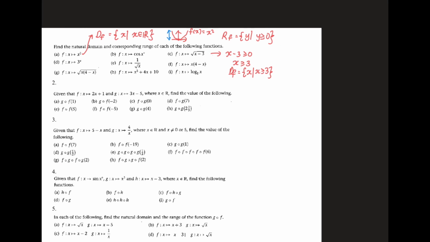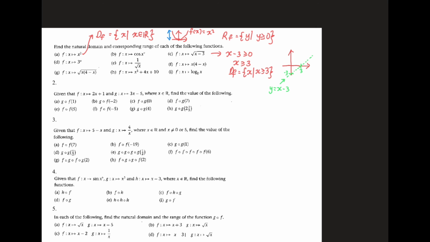So we already discussed how to sketch the graph of square root of x minus 3. So let's take a quick discussion again on this. First, you may sketch the straight line of x minus 3, which is like this, where here is 3, here is minus 3. So this is y equal to x minus 3.